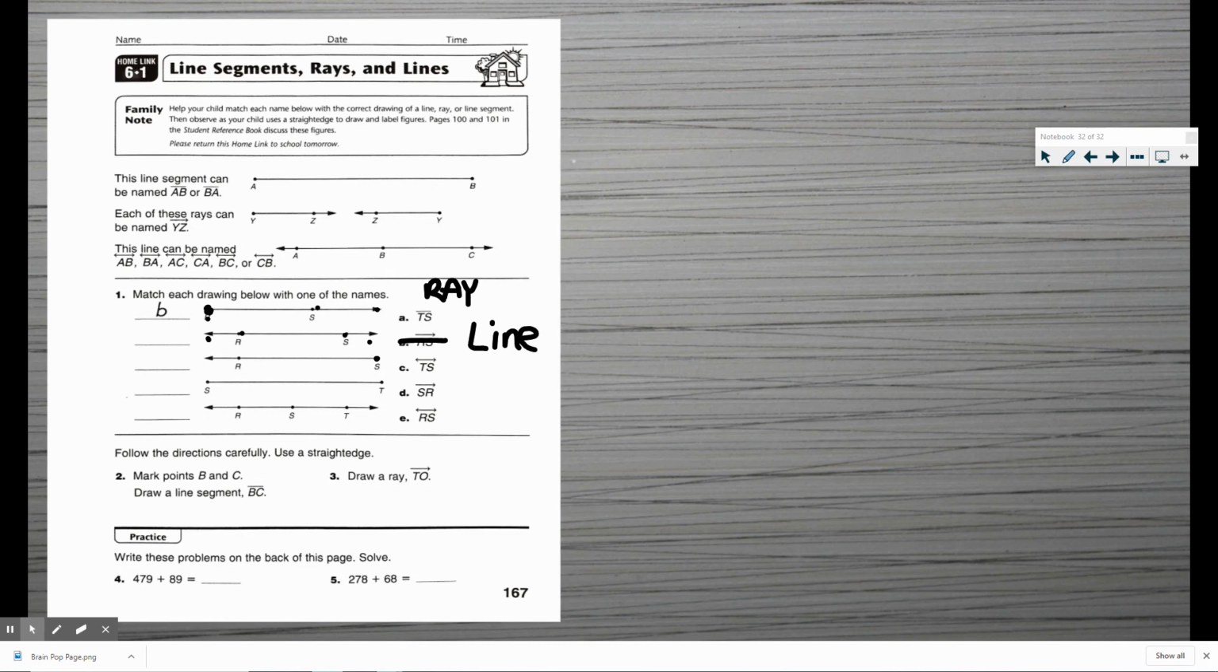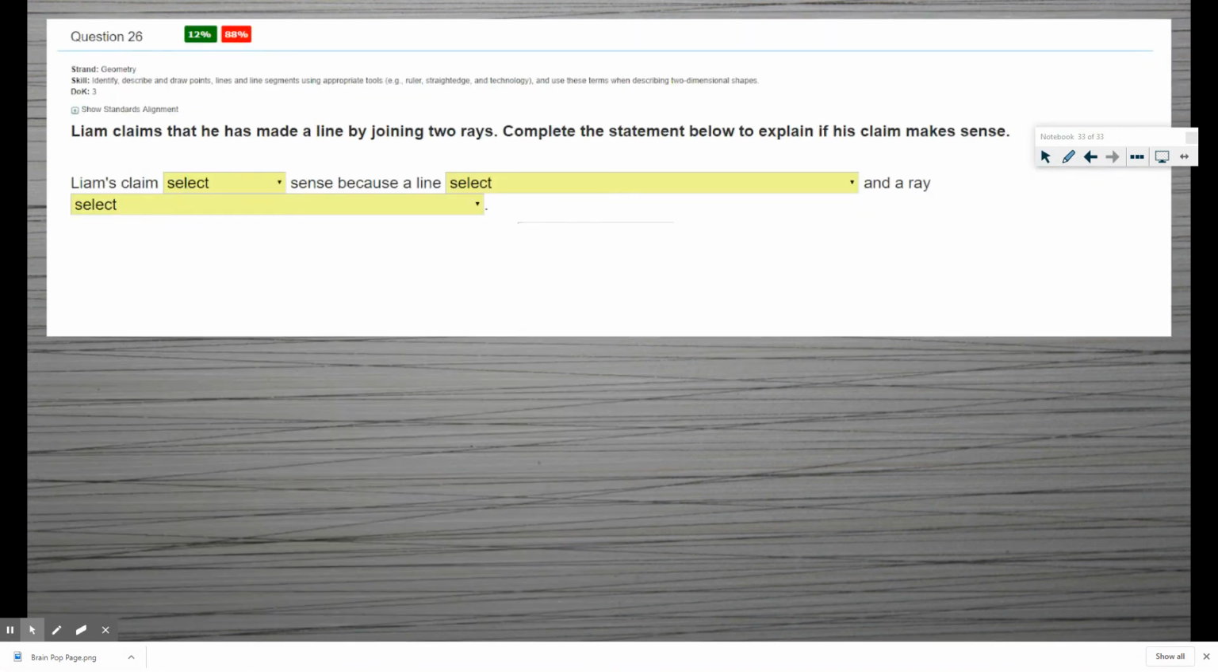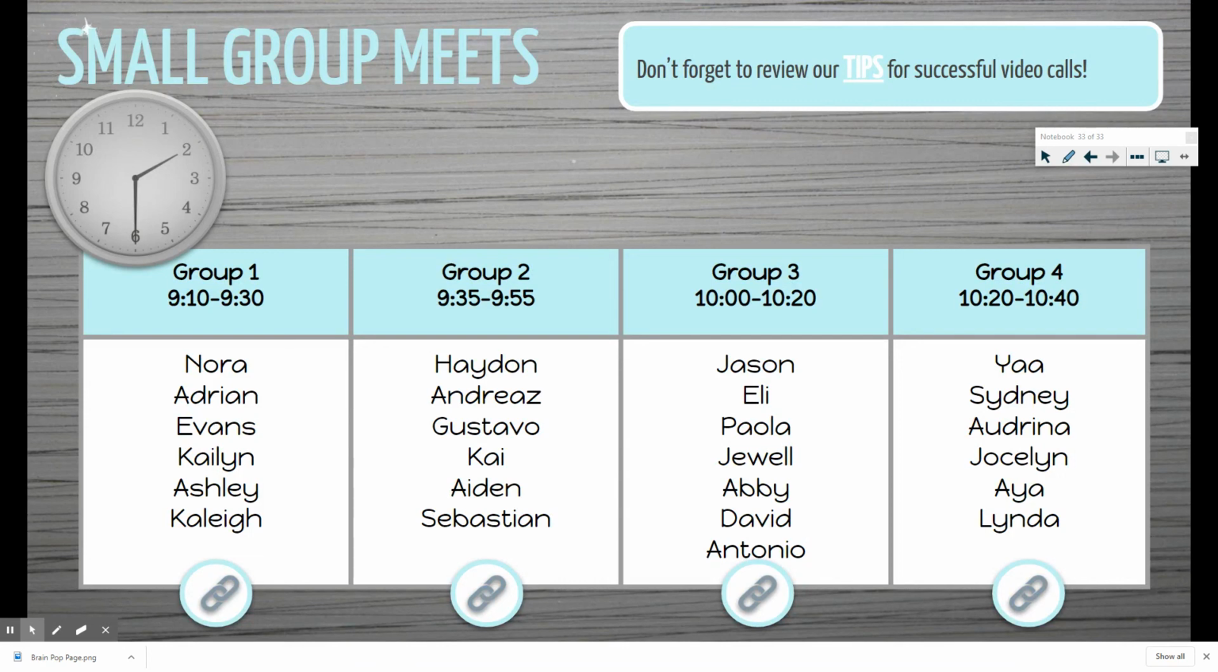For the next part, you're going to draw points B and C, and then draw a line segment, and draw a ray TO. And then you have 2 addition problems to solve. So you will complete those pages in your home link or on the home link page, and then the brain pop page, and then you will do your IXL online.